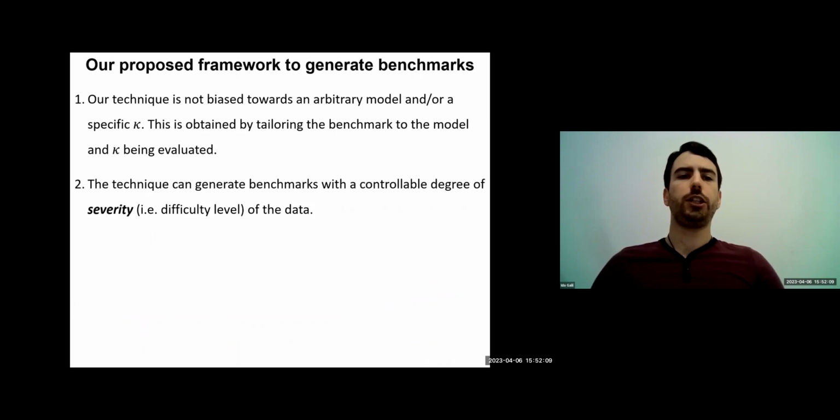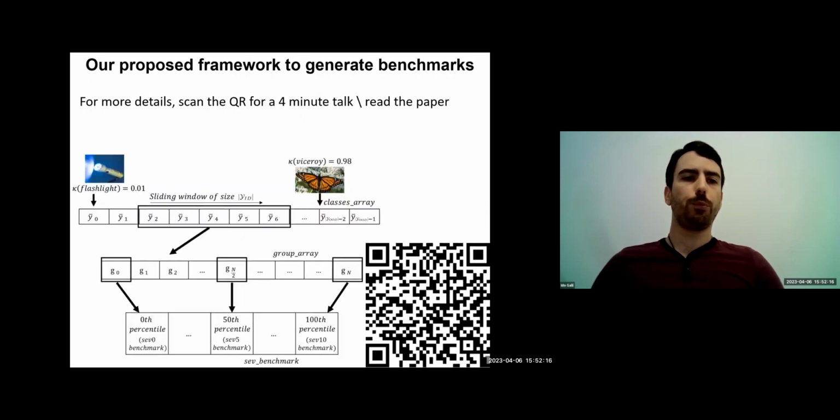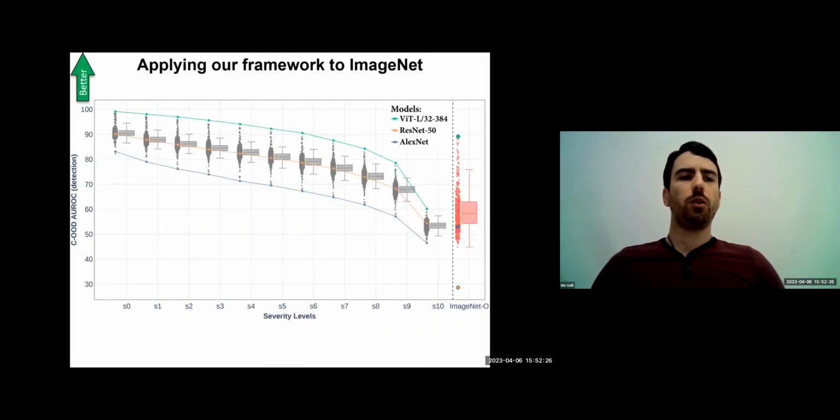Furthermore, our technique generates COD benchmarks that cover a variety of difficulty levels. For more details about our proposed algorithm, we invite you to read the paper or scan this QR code for a brief video explanation. Next, we use our technique to generate COD benchmarks for 525 ImageNet classifiers.